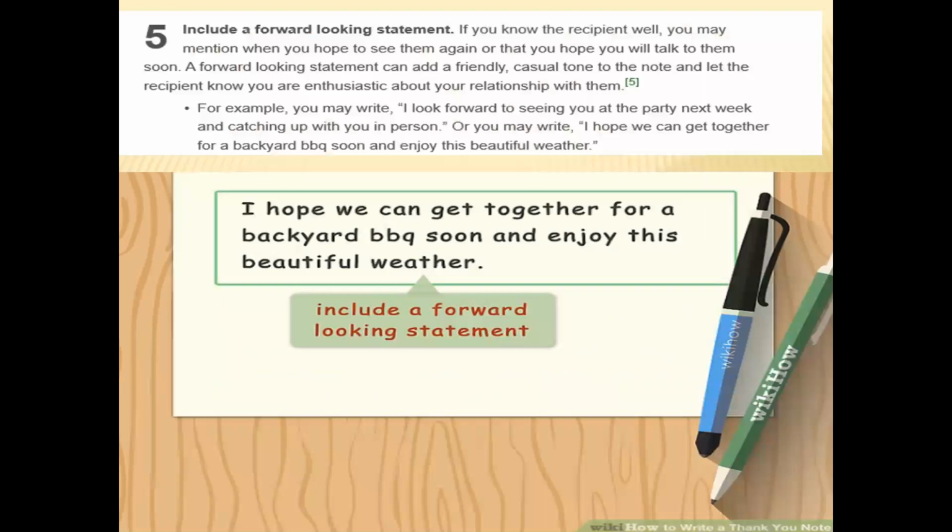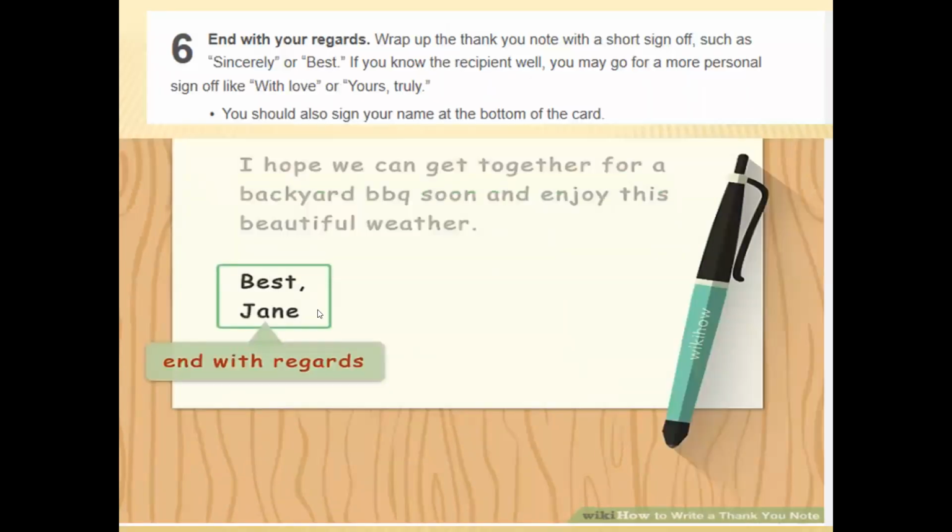Before the last step, don't forget to include a forward-looking statement to mention to him that you want to meet him again, or you want to call him or her again. The last thing we will do, we will end it with what? With a short sign-off, like writing "Best" or "Sincerely." And if he or she is a close friend, you write "With love" or "Yours truly." And the last step, you will sign with your name. This is what we do in a thank you note.